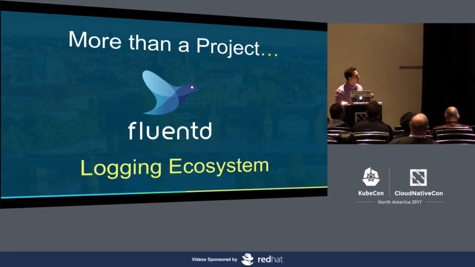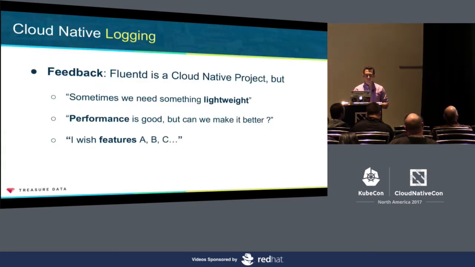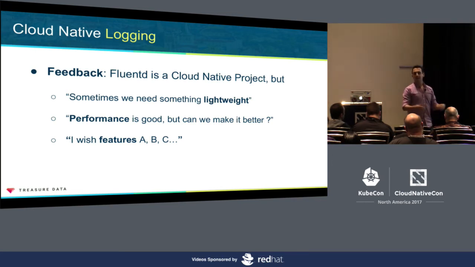But as we said, Fluentd is more than a project. We consider Fluentd as a full logging ecosystem. But you get some feedback. You go to conferences, you go to meetups, you talk to our users, you go to Slack, and sometimes they say, you know what? We need something lightweight. I have this problem. The performance is good, but can we make it better? And I think that's the goal, right? Making things better every day. And always, I wish for features A, B, C, and D.